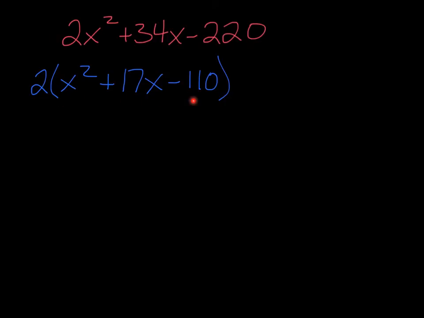We're only looking at the inside of the parentheses now, and you're going to see that a is 1 and c is negative 110. So we're going to go find our group of factors that combine to give us positive 17. The negative is nice to know about again, because we know that one of our factors is going to be negative and one's going to be positive. And if you look over here, we have a positive 17. So that tells us that the bigger of the two factors is going to be the positive value.